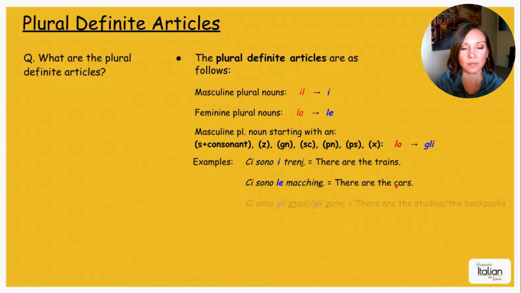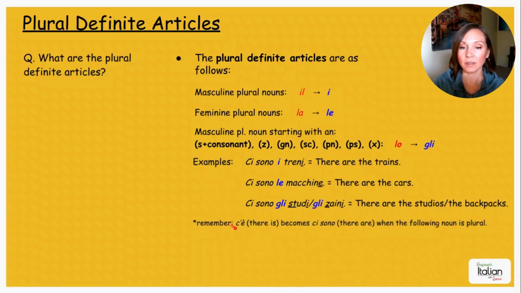There are the cars. Ci sono gli studi and gli zaini. There are the studios or the backpacks. Okay, so again, the lo changes into li when they become plural. Okay, so gli studi, gli zaini.